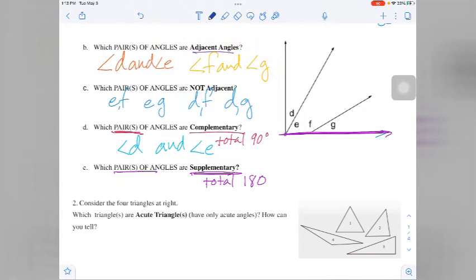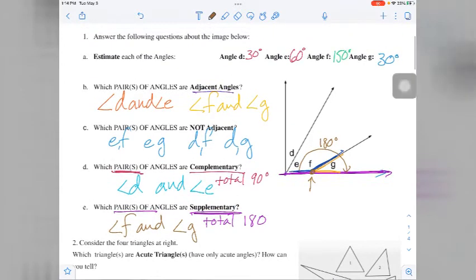So we have angle F right there, and then the other angle is angle G. So if I put a little vertex right here, that's where those lines take off, right there. These two angles together, F and G, make 180 degrees. So angle F and angle G.